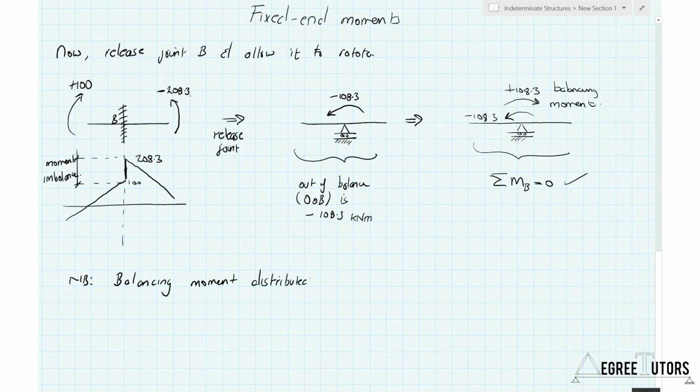So it's distributed between the members meeting at the joint. This is it. In proportion to their stiffnesses.